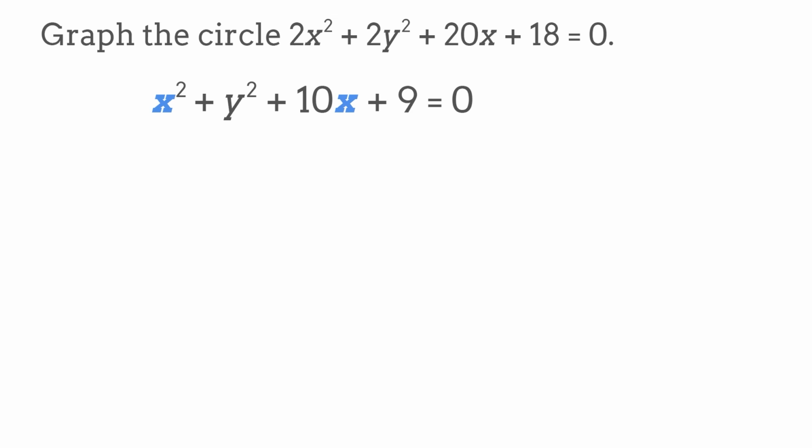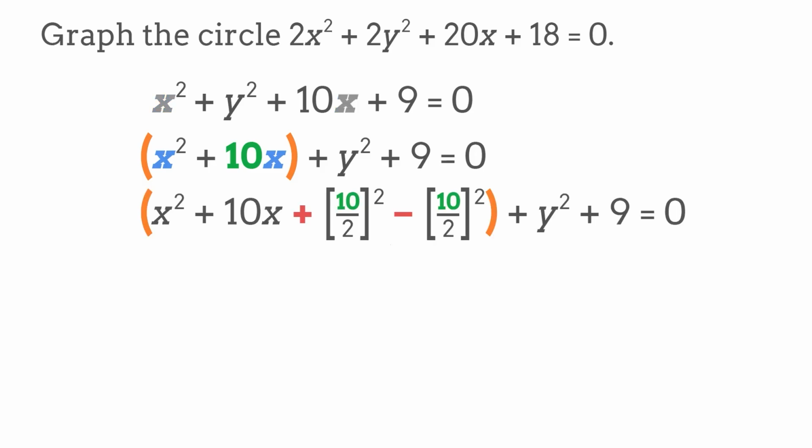Let's first gather all our x terms and put them in parentheses. Remember, to complete the square, we add and subtract a constant to make a perfect square trinomial. This means taking half of the x coefficient, squaring it, and then adding and subtracting it to the expression. So since the coefficient of x is 10, we'll add and subtract (10 halves) squared.